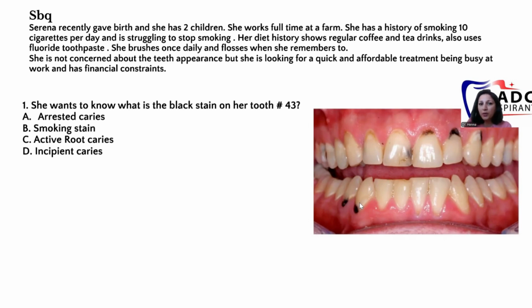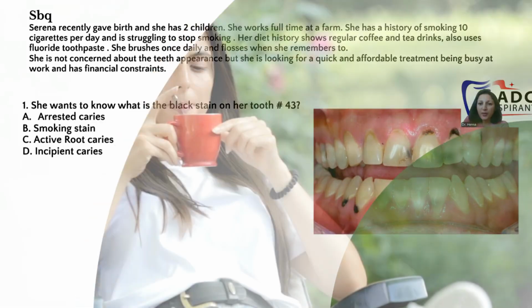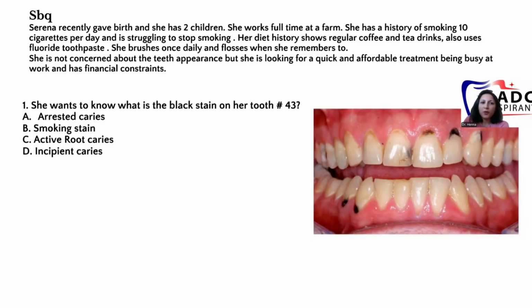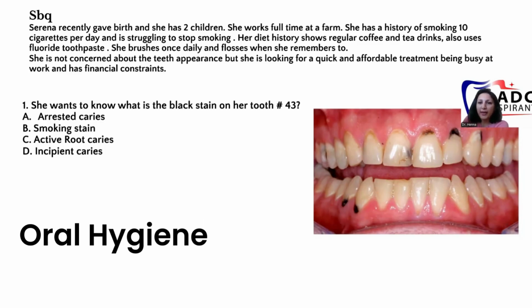So coming back to this one, we have a lot of information already given. Regular coffee and tea drinks, what does that cause? Staining. As we know, she's using a fluoride paste, but she's also brushing once. So number 1, my keyword was full-time working. Number 2, smoking. Number 3, diet related. And number 4, oral hygiene.